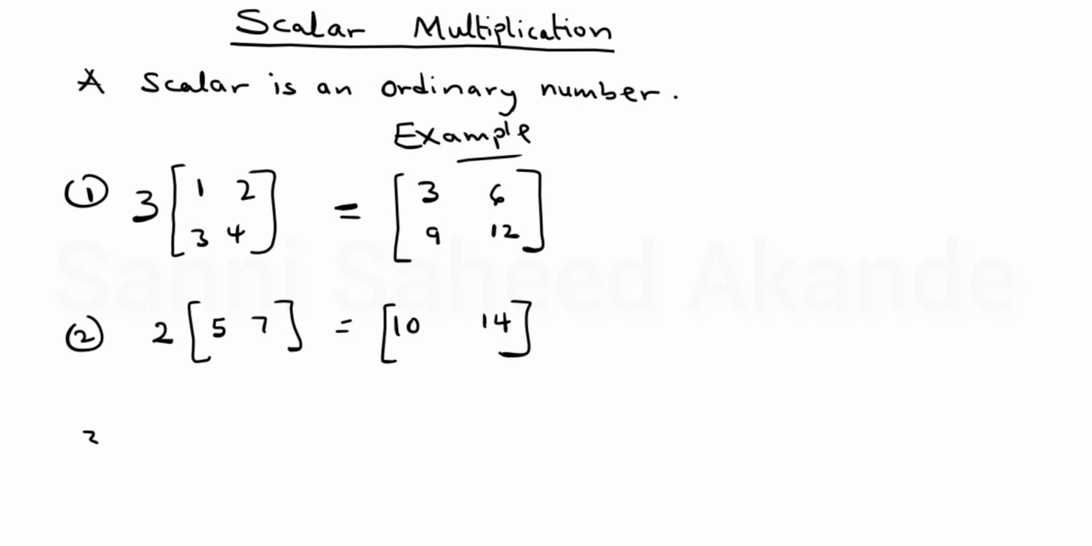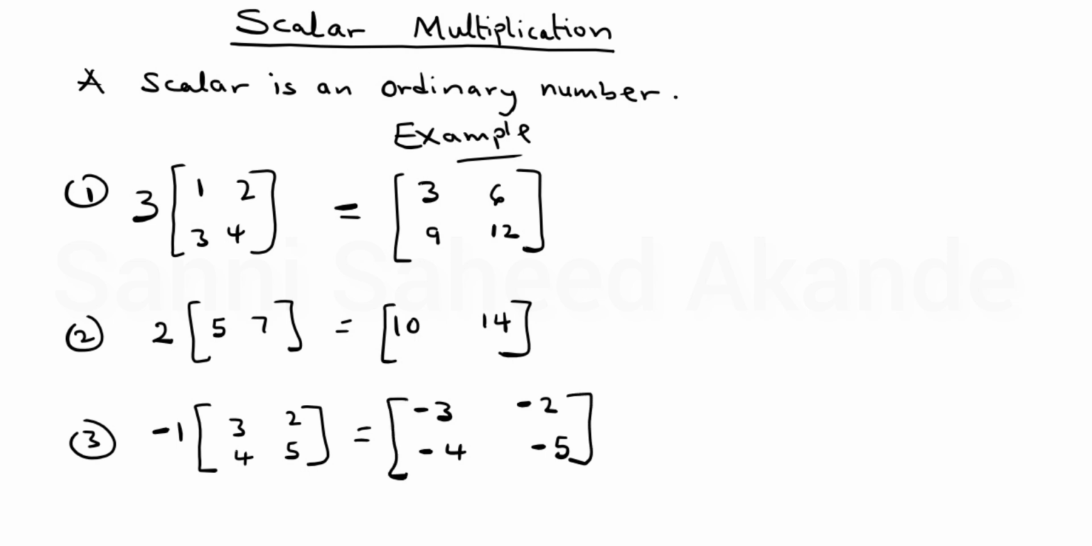Let's take one more. Minus 1 multiplied by 3, 2, 4 and 5. What we are going to do here is multiply everything inside the bracket with minus 1. When we do that, we have minus 1 times 3 is minus 3, minus 1 times 2 is minus 2, minus 1 times 4 is minus 4, and minus 1 times 5 is minus 5. This is our answer to that question. So this is what scalar multiplication is all about, as simple as you are seeing it on the screen.